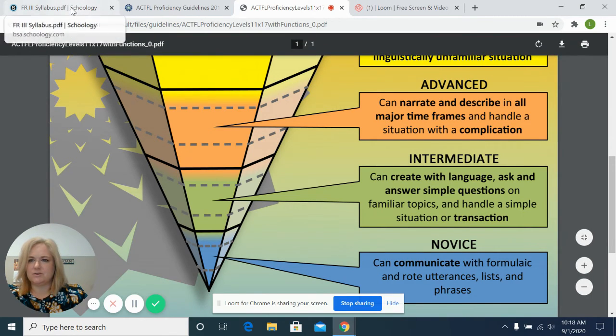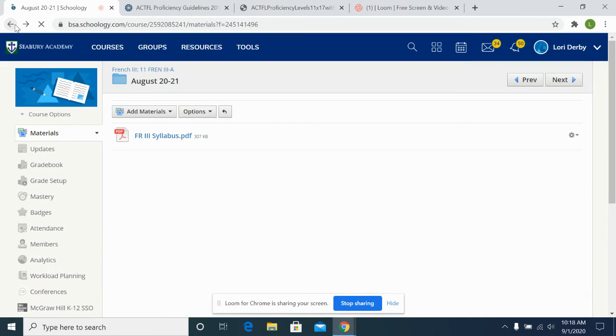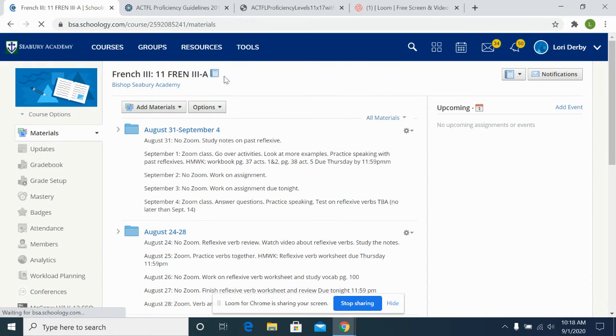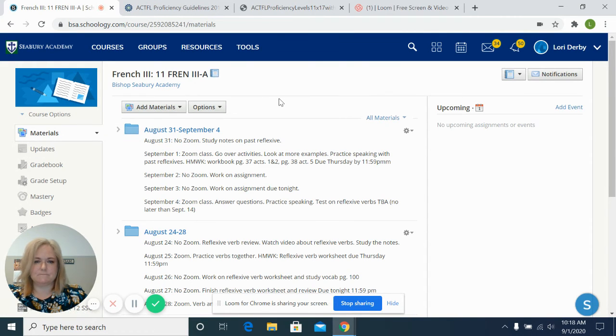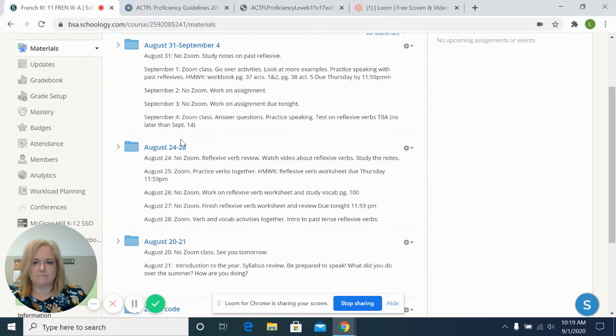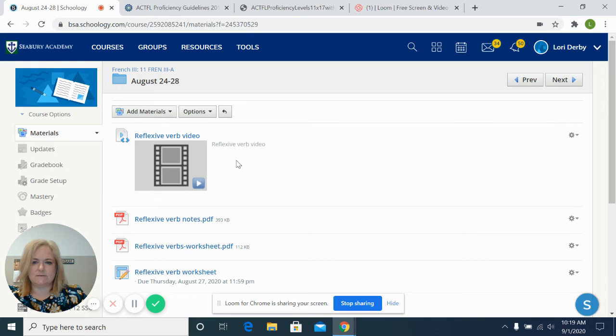I'd also like to show you where to find information in Schoology for this class. So of course you'll go on to the French 3 course. And I'm using the browser version of Schoology. The app will look slightly different, but all of the information will still be there. If I click on this week's folder, for example, I'm going to see several things.